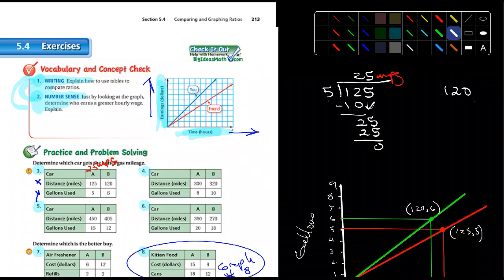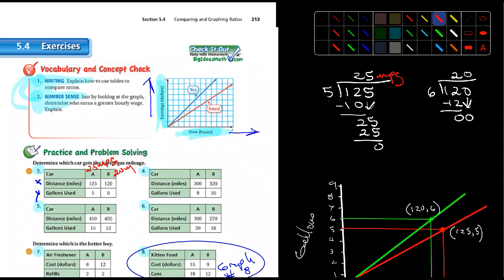Let's look at car B. 120 miles on 6 gallons. Let's divide it. Does 6 go into 1? Nope. Does 6 go into 12? Yep. How many times? 2. Exactly. Nothing left over. Okay, what do I do with this 0? Bring it down. I still got to consider it. And so I asked myself, does 6 go into 0? No. Put down a 0. Nothing left over. So, car B gets what? 20 miles per gallon.